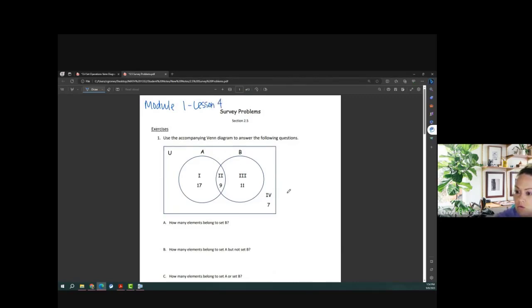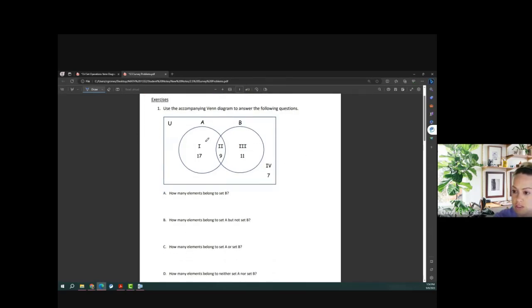All right, so we are going to use the Venn diagram to answer the following questions. Now, anytime you see these Roman numerals, that is the region, and these numbers are going to be the cardinal number for that region. So whenever you do your homework, it's going to give you directions, and it'll tell you that the numbers represent the cardinal number for that region. So just read the directions whenever you do these problems.